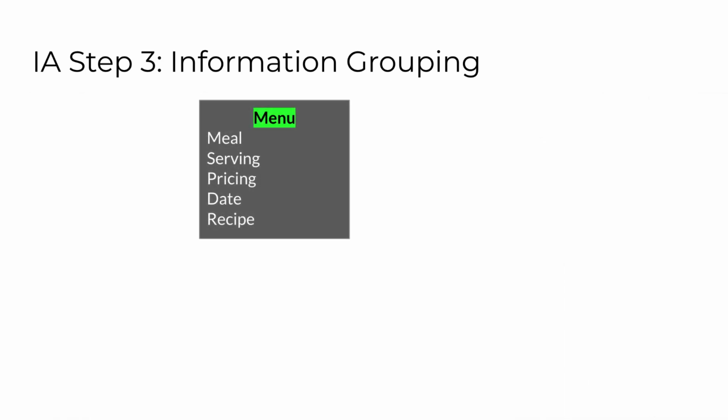So, this gray box represents the information type menu, which is in green highlighting. By looking at the content inventory in the spreadsheet, we see menus have 5 attributes. Those are shown in white. Meals, that can have 2 values, 2 a week or 3 a week. Servings, also 2 values, 2 people or 4 people per meal.